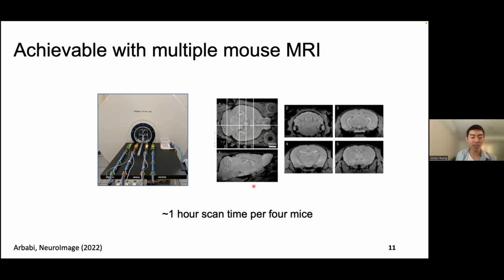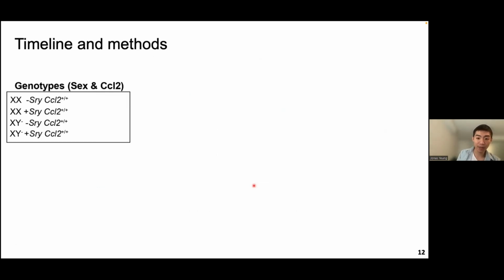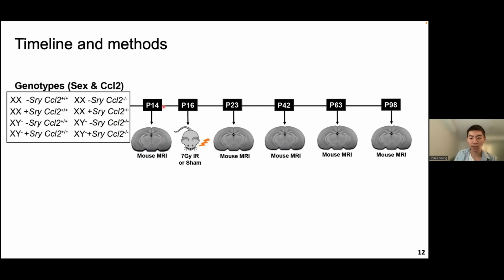So putting this all together into an experimental timeline, we have our 4 sex genotypes that are the CCL2 wild type mice. And since we're interested in the knockouts, we have our 4 sex genotypes as CCL2 knockout mice. Next, we scan at a baseline at postnatal day 14. At day 16, we irradiate the mice or give them the sham treatment, and then we can scan at subsequent time points all the way up into P98.